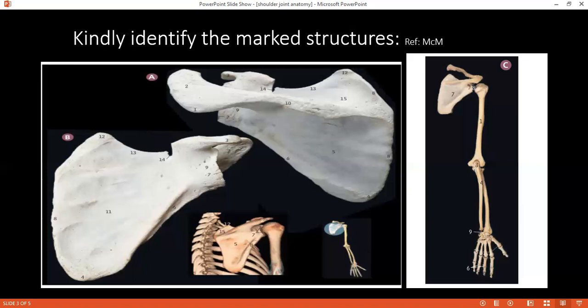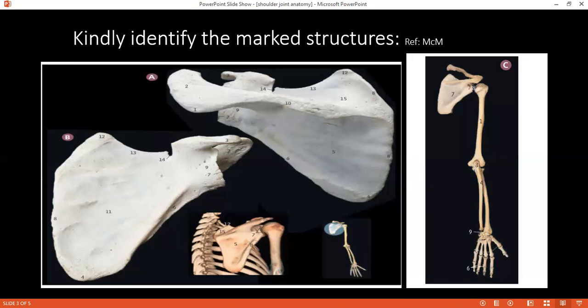Good. There are certain groups of muscles which are called rotator cuff muscles. Can you tell me which muscles are those? Rotator cuff muscles are supraspinatus, infraspinatus, teres minor, and subscapularis. Yes. All right. What is the function of these muscles?